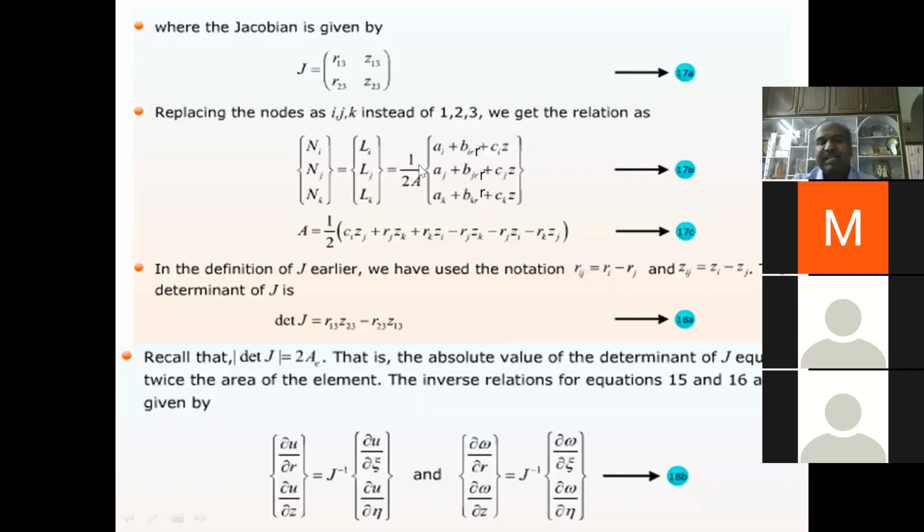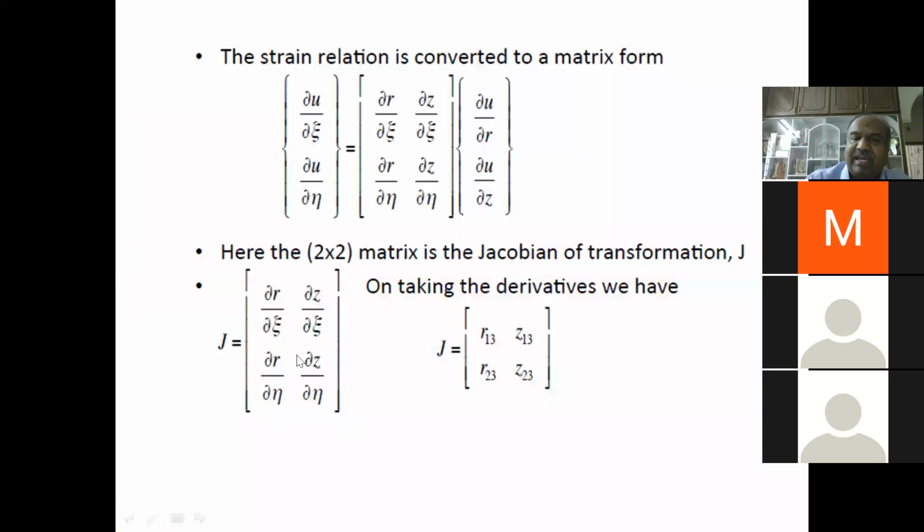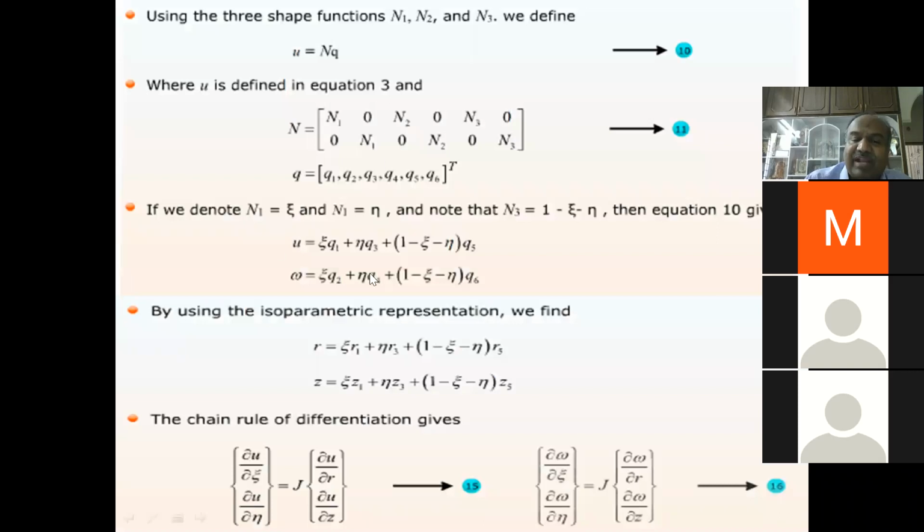So you can have this, and you can go for the area of the triangle by finding your coefficients, then half of that. Whatever you get, when you substitute, you can get those. So the determinant of J is that. Now whatever you have here, dou u by dou r, dou u by dou z, if you take out on the left side, the inverse of this, you can get here, into dou u by dou xi, dou u by dou eta. Dou u by dou z and all, you can get from here.